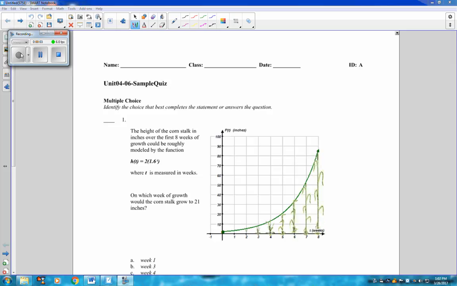Okay, this is the end of the study guide. This is sample quiz 6. The answer to number 1 is D.